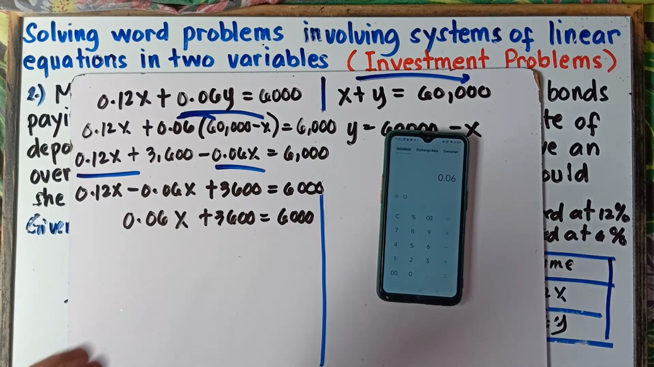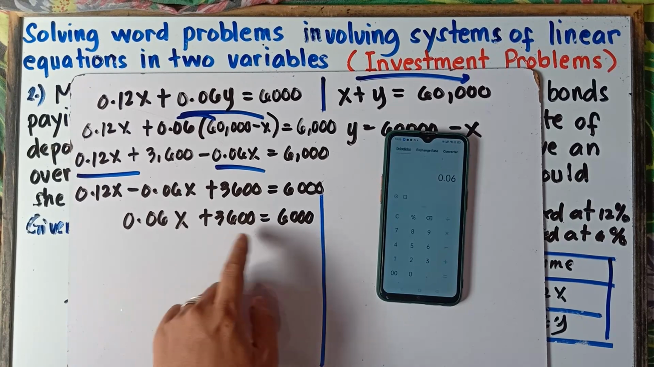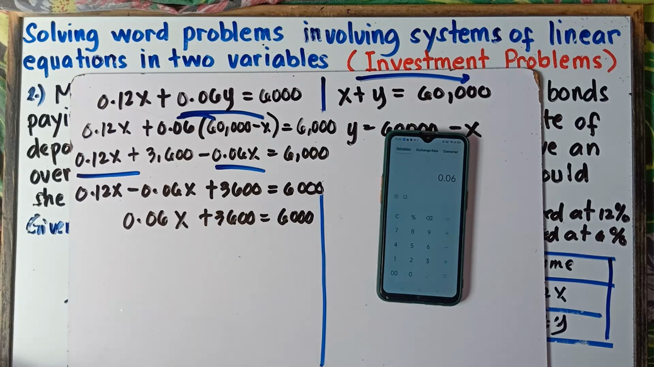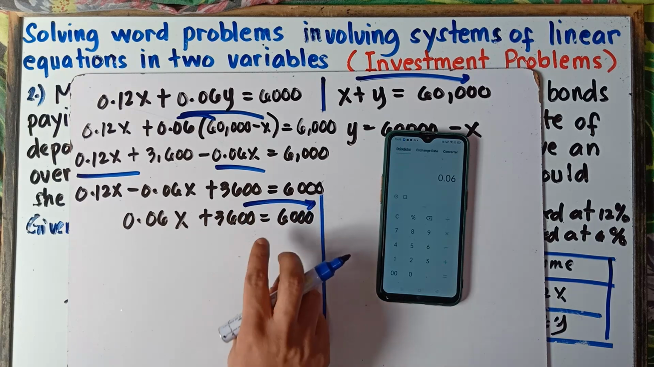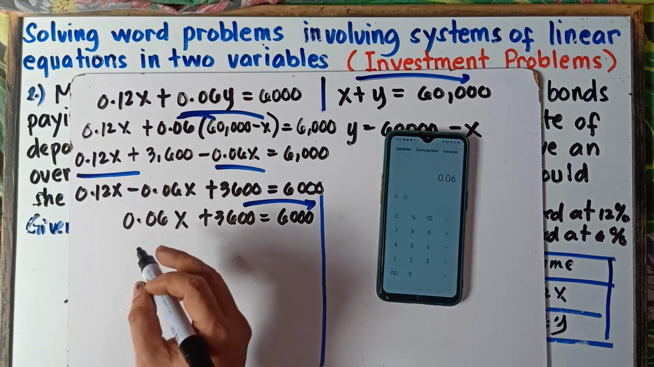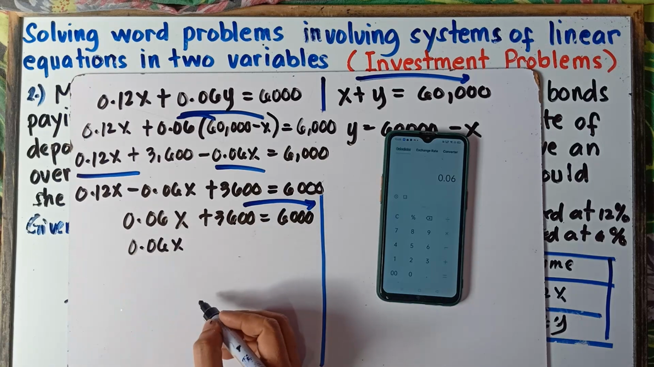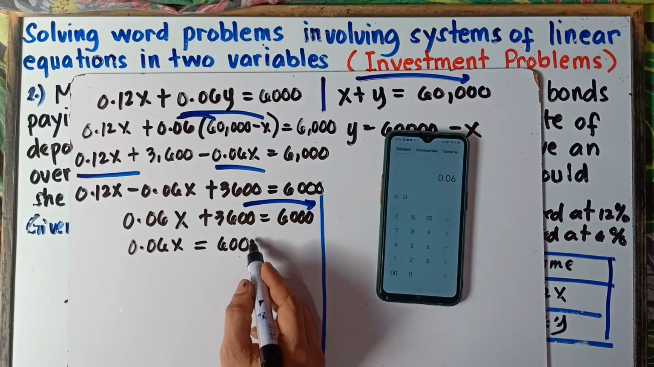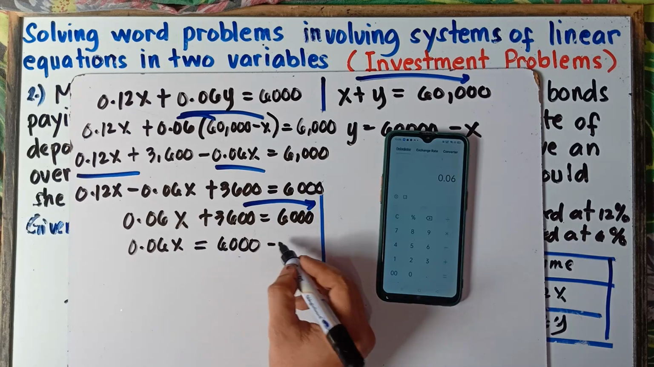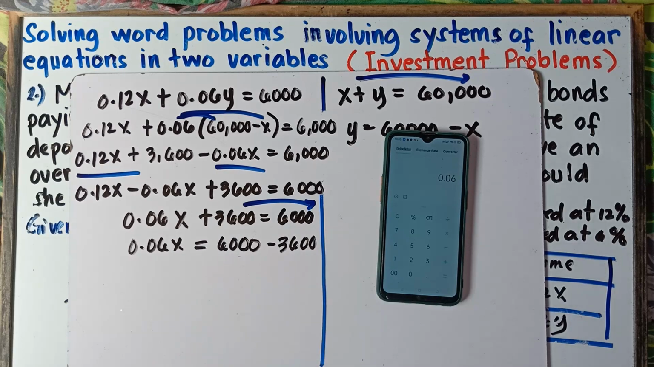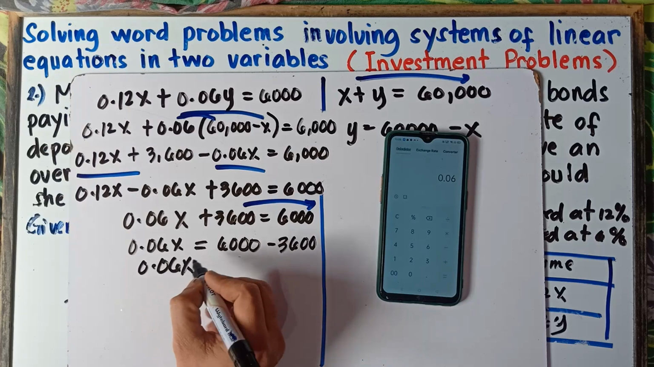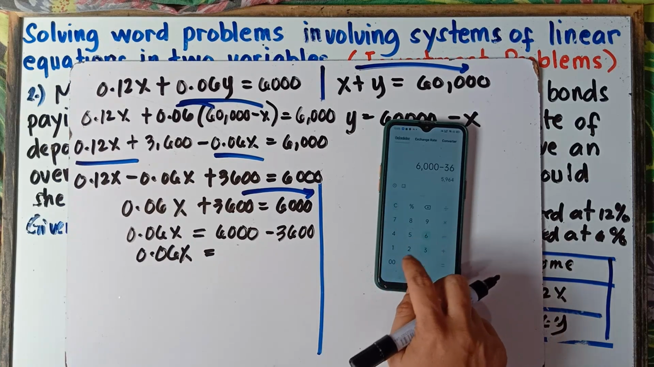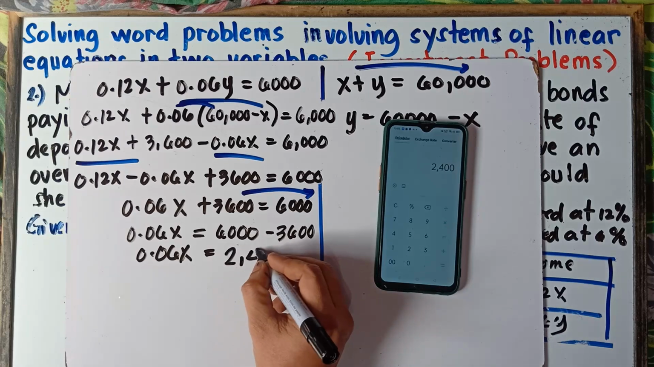Alright, so to get the value of x, you can subtract both sides by 3,600 so that you can eliminate this out, or we can just simply transpose 3,600 from left to right. Once you transfer from this equal sign, you change the sign. So copy this one, 0.06x. We transpose 3,600 from left to right, so copy equal sign, copy 6,000. This is positive 3,600. It will become negative 3,600. Alright, so this will be 0.06x equals 6,000 minus 3,600. So 6,000 minus 3,600, that would be 2,400.